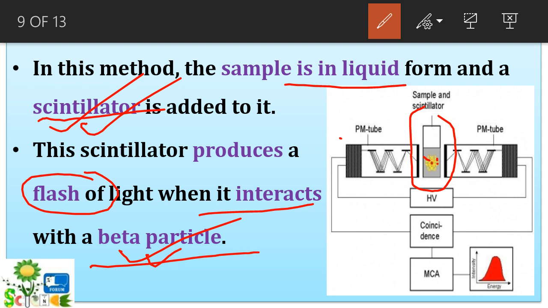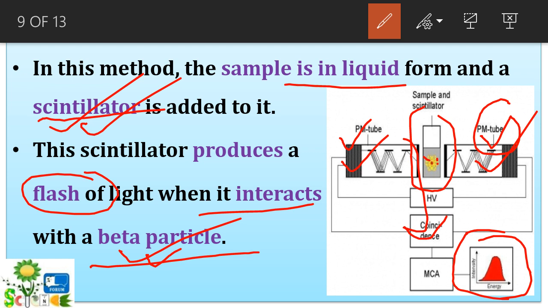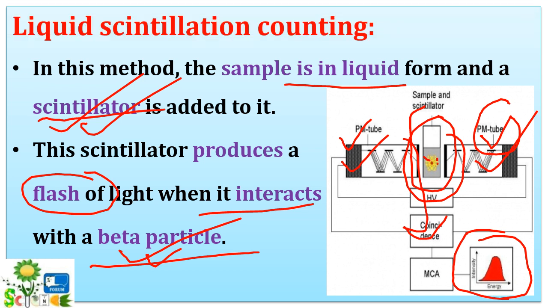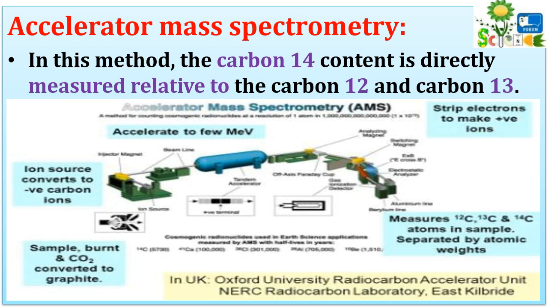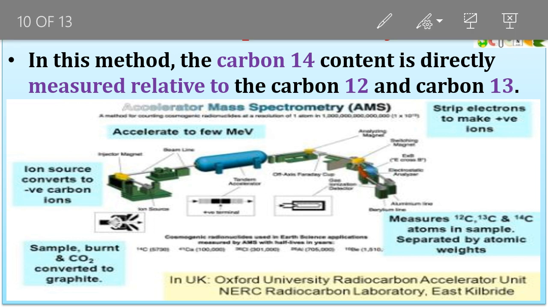This flash of light is detected by photomultiplier tubes present on both sides. If the flash of light is detected by only one tube, it is not counted. Only detection by both tubes is considered. When the tubes detect a flash of light, they pass a signal and it is recorded. The beta particle emission from the complete sample is recorded and again compared with the standard to know the age.